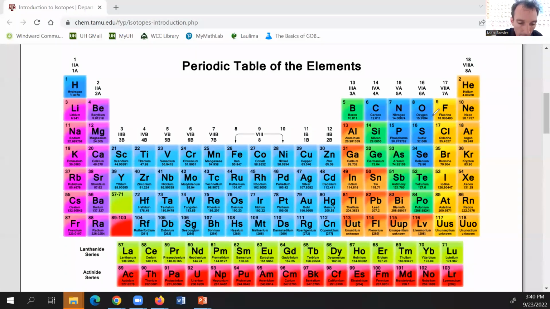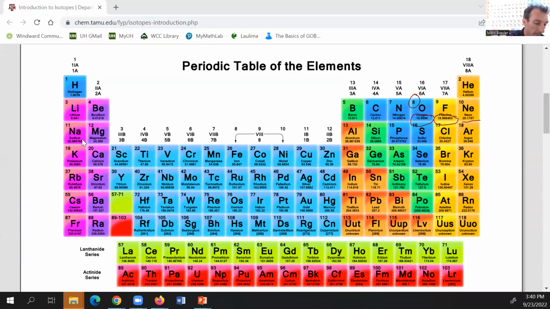So oxygen, 15.9, fluorine, 18.998. This one goes out to many digits here. We don't need to really go that far for them. So that's a lot of information here on the periodic table just with the atomic mass unit and the atomic number. So you could figure out how many neutrons are in any of these on average.